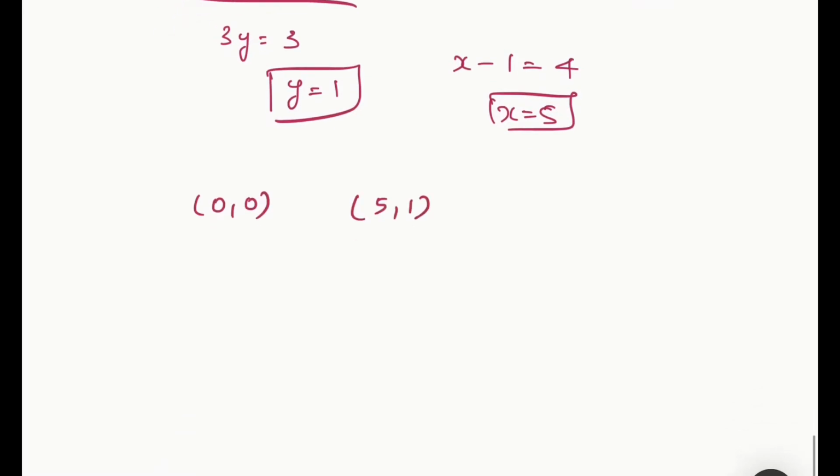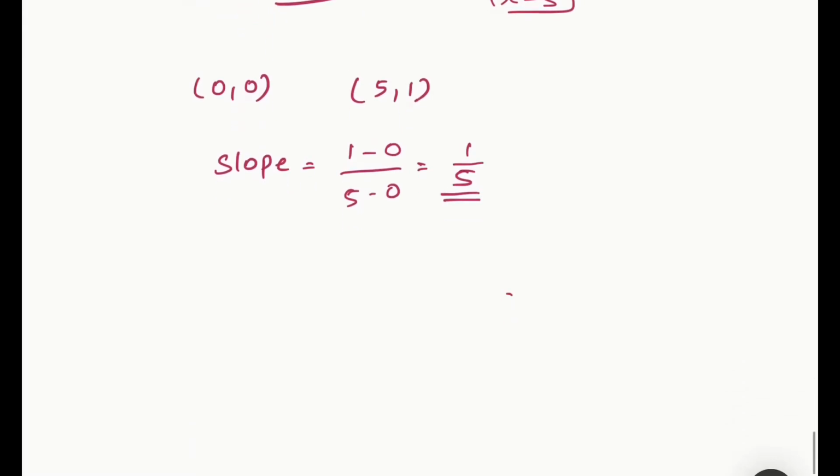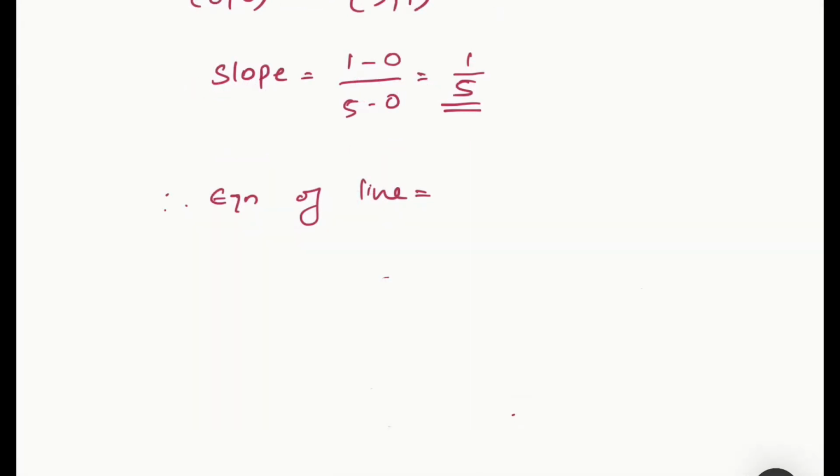Now, what will be the slope? Slope is equal to, it's not 5 minus 0, it's 1 minus 0, right? y2 minus y1 by x2 minus x1. 1 minus 0 by 5 minus 0 is equal to 1 by 5. So, what will be the equation? Equation of line will be y minus y1 equal to m into x minus x1. Y minus 1 equal to m, which is 1 by 5, into x minus 5.